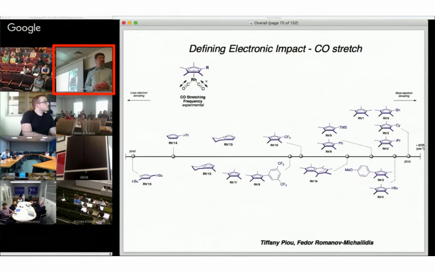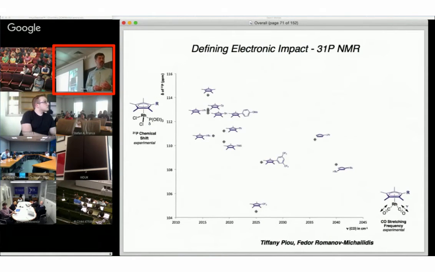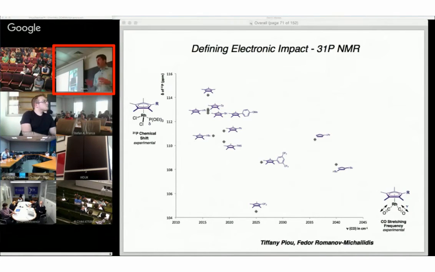So on the next slide, we also looked at a different electronic probe, and that is a 31P NMR shift. Rhodium NMR is actually procedurally very difficult, so we've taken an indirect method by adding a phosphine. We've picked a small one, but not the smallest, and we looked at 31P NMR. On this slide, I graphed 31P NMR shift against CO stretch, and you can see that there are exceptions, but it's basically linear. The exceptions probably have to do more with the sterics than anything else. All of these are crude, first-pass analyses.